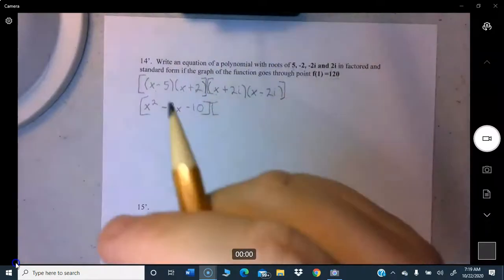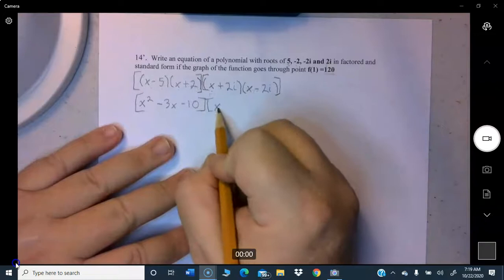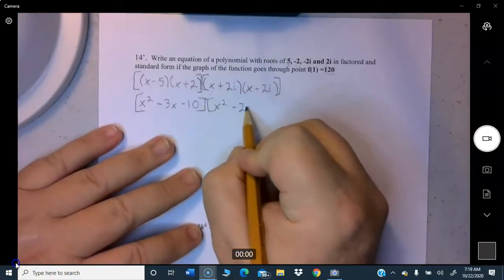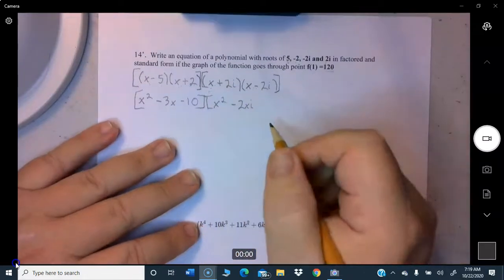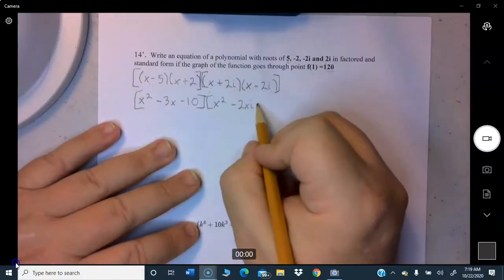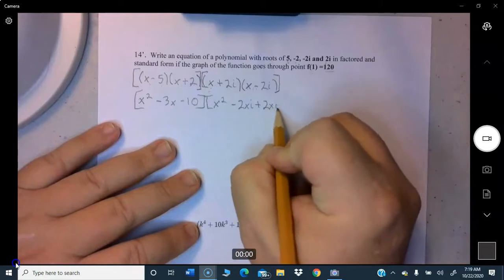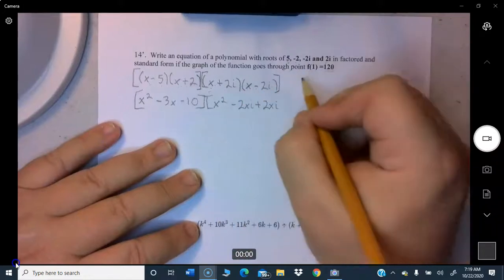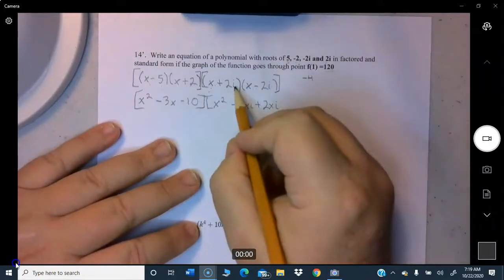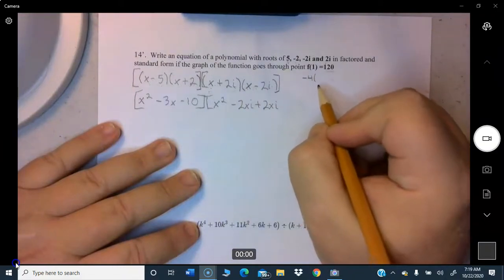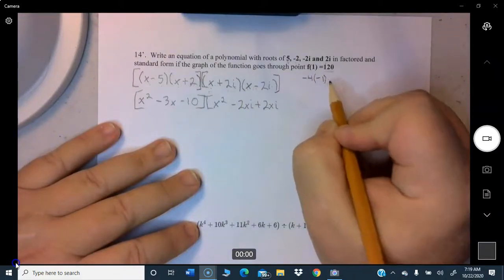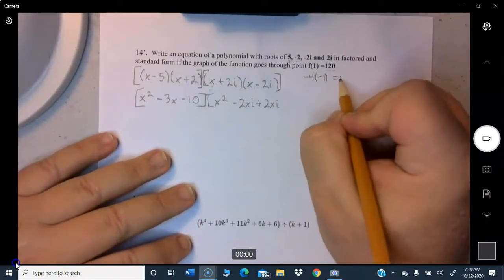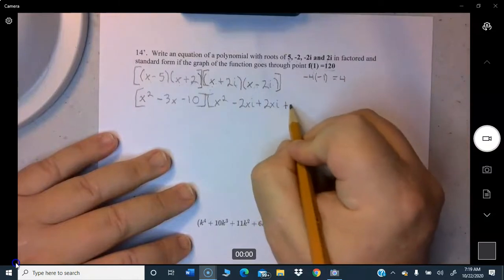Over here, x times x is x squared. X times negative 2xi is negative 2xi. I should have said times 2xi. X times 2xi is positive 2xi. Now this one can get tricky, this last term. It's 2 times negative 2 gives you negative 4. And i times i is the square root of negative 1 times the square root of negative 1. That gives you negative 1. Just remember i squared, or i times i, is negative 1. You multiply those two together, you get positive 4. So this is going to be plus 4.